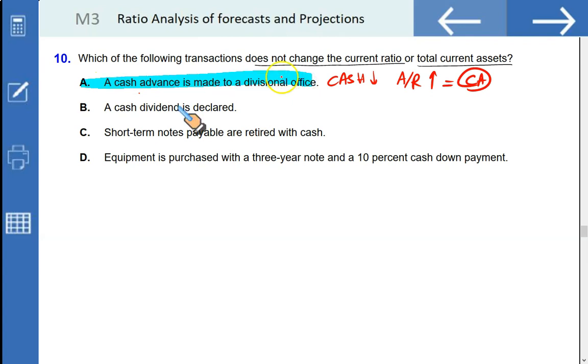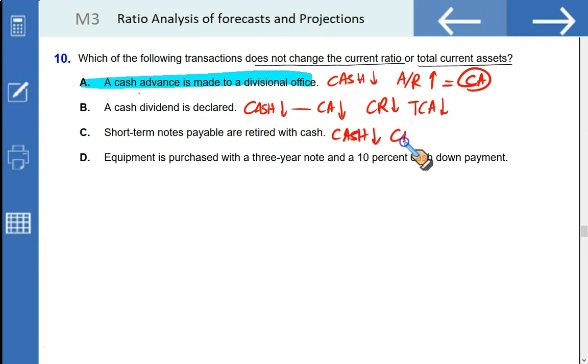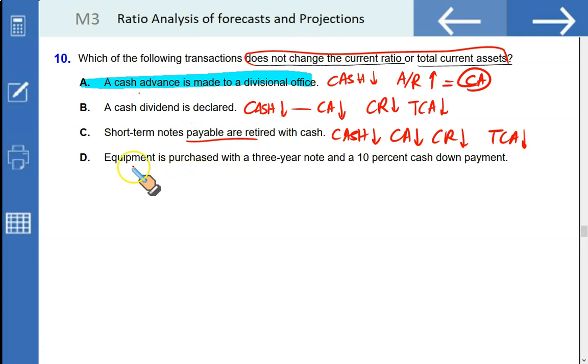Now, why not B? A cash dividend is declared. When cash dividend is declared, the cash falls. Resultantly, your current assets will fall. So your current ratio will fall and the total current assets will fall. Short-term notes payable are retired with cash. So if short-term notes payable are retired with cash, that means your cash falls, your current assets fall, your current ratio will fall, your total current assets will fall. We are looking for the one that doesn't change the current ratio or the total current assets. Yes, it will decrease your current liability, but that is not being asked.